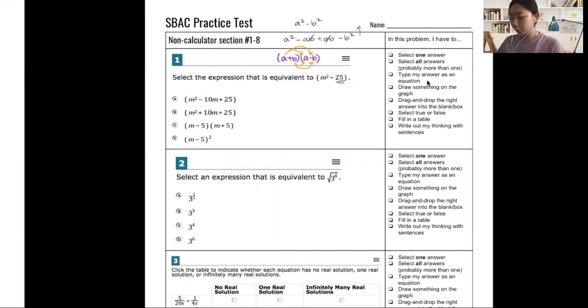25 is 5 squared, right? So to write it out in this form, a plus b times a minus b, we'll have m plus 5 times m minus 5, which is option C.